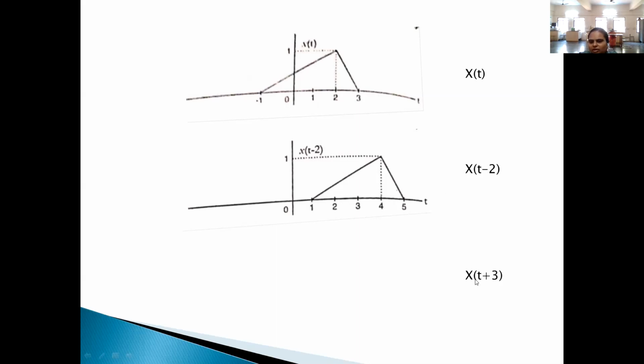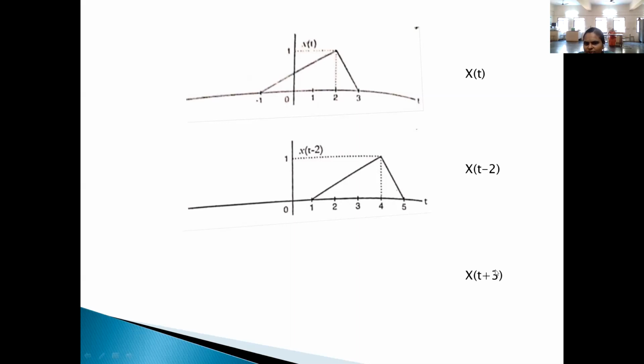Next, one more example, x of t plus 3. What is the value of t naught here? I can write the signal as x of t minus minus 3. So t naught value is going to be minus 3 here. We are going to do the operation on the x of t signal only. So t naught is minus 3, which means we just add this t naught value to the time values here.